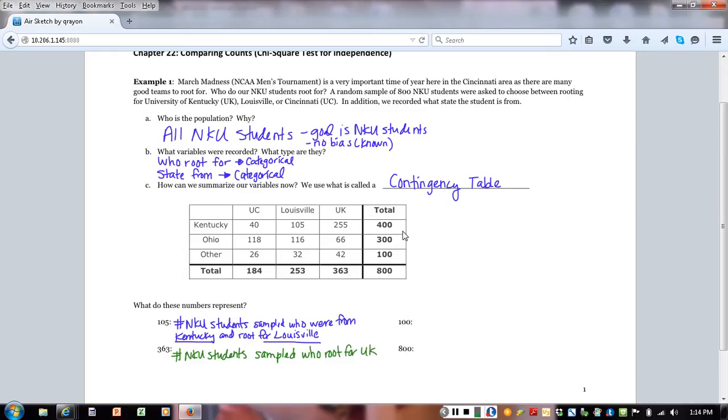Then we have what we call our row total, or the numbers here, the 400, 300, and the 100. So for example, I chose the 100 for us to look at here. So what does that 100 tell us? So that's our number of NKU students sampled from, in a sense, an other state, or you could think from not Kentucky or Ohio. And then finally, this 800, what does that represent? That's just our total number of NKU students sampled.